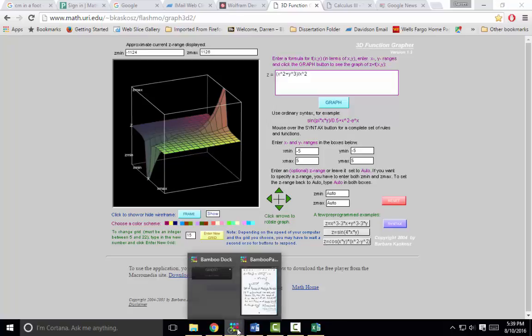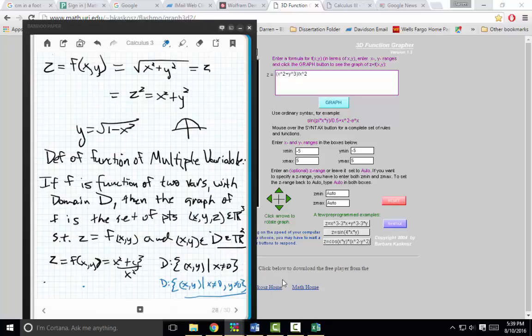All right, well, I just wanted to show you that. I hope you enjoyed that. I think that's going to be it for now. I will meet you back here where we'll talk about level curves because level curves are awesome.